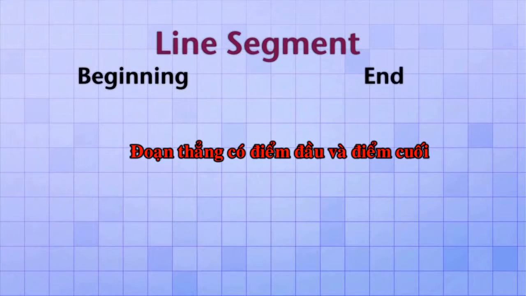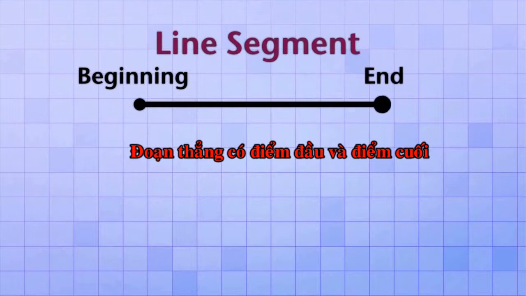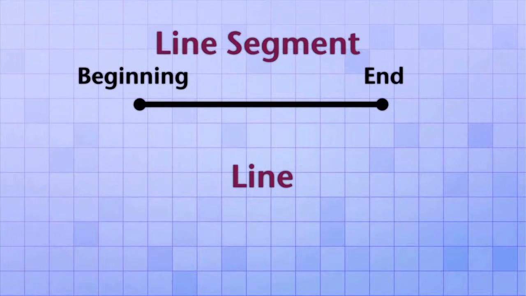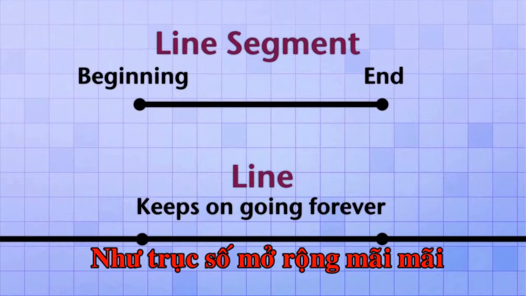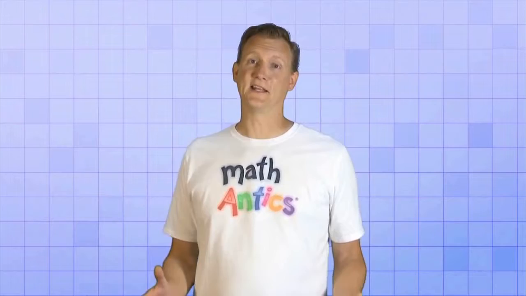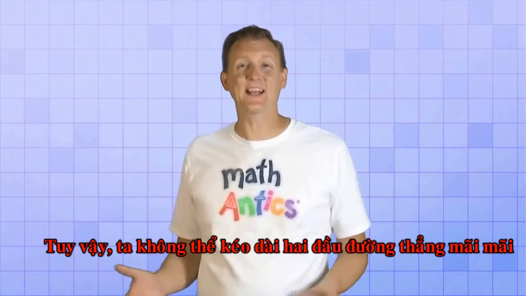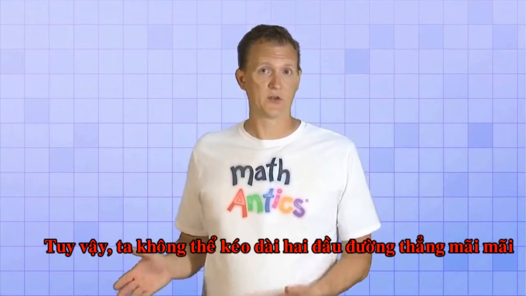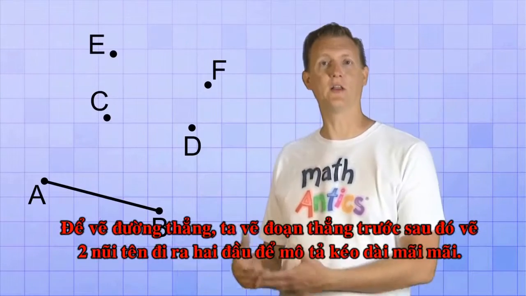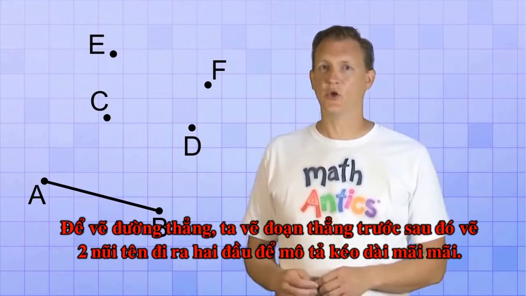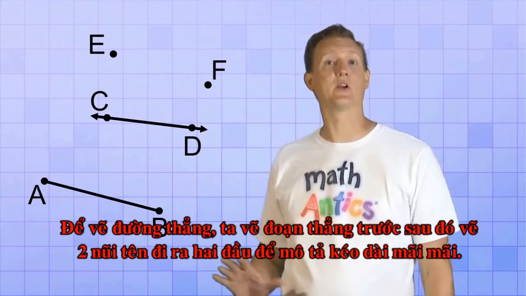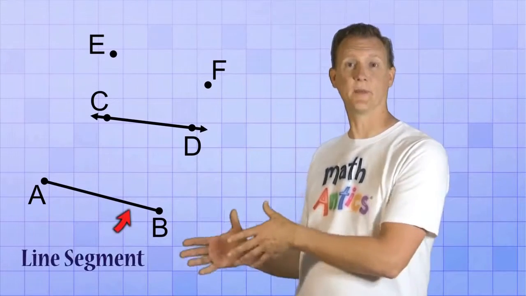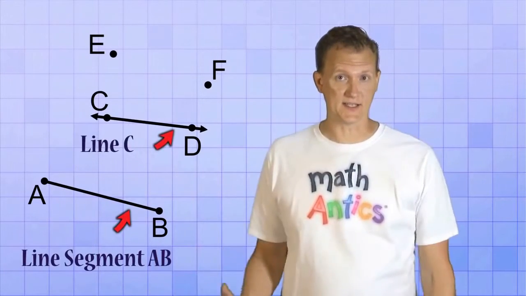That's a good question. A line segment has a beginning and an end. It starts at one point in space and it ends at another. A line, on the other hand, just keeps on going in either direction forever, just like the number line keeps on going forever. Well, at least we imagine that it goes on forever. We can't actually draw a line that goes on forever, so here's what we do instead. To draw a line instead of a line segment, you just go past the endpoints a little bit, and you put an arrow on both ends of the line to show that it keeps on going. So this is line segment AB, and this is line CD.